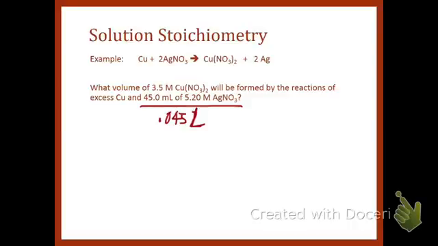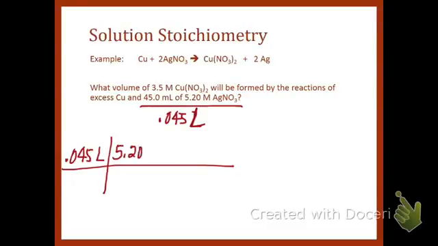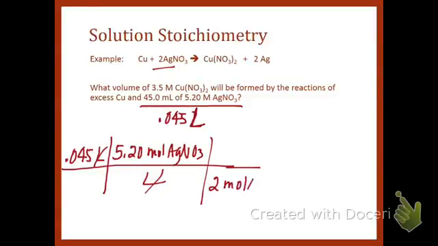We're going to do volume times molarity. So we'll start with 0.045 liters. Going to multiply by the molarity of 5.20 moles of silver nitrate over liters of solution. So my liters cancel out. Since I'm in moles, I can go to my mole ratio. From the balanced equation, I have 2 moles of silver nitrate. And this time I'm looking for copper 2 nitrate, and I only have 1 mole of that from the balanced equation.